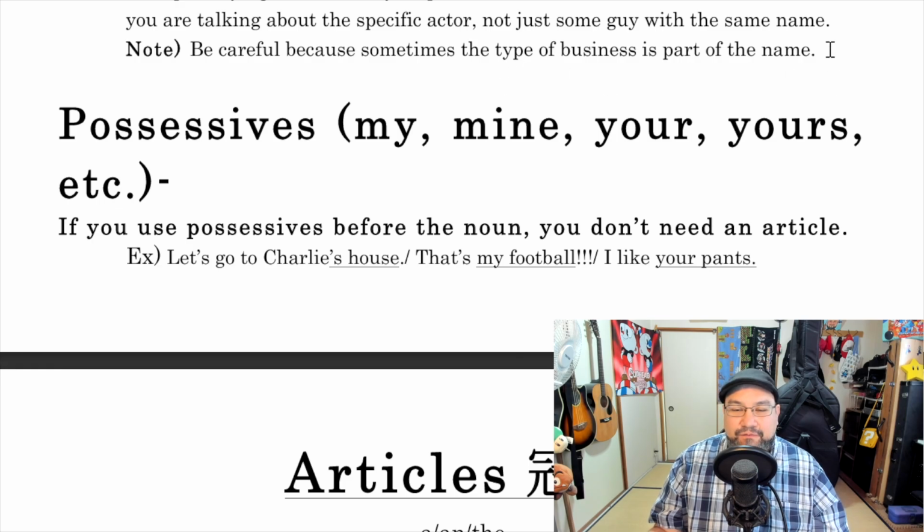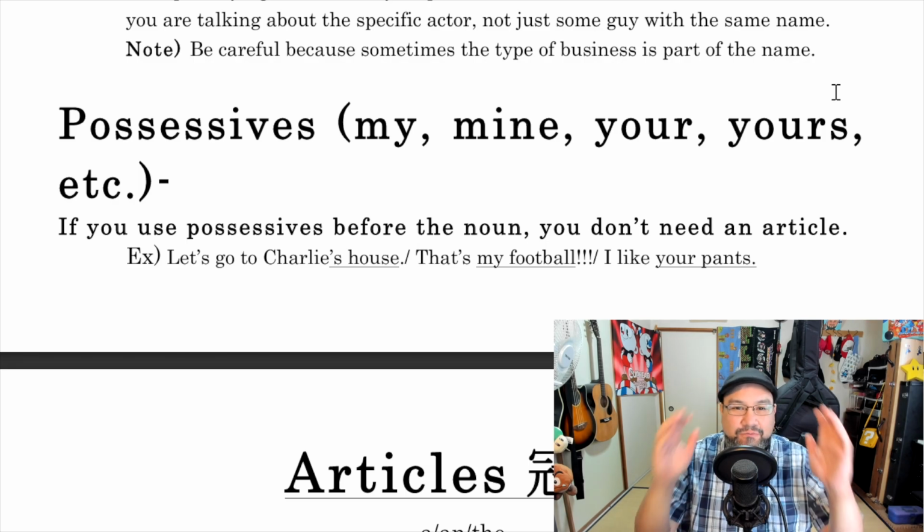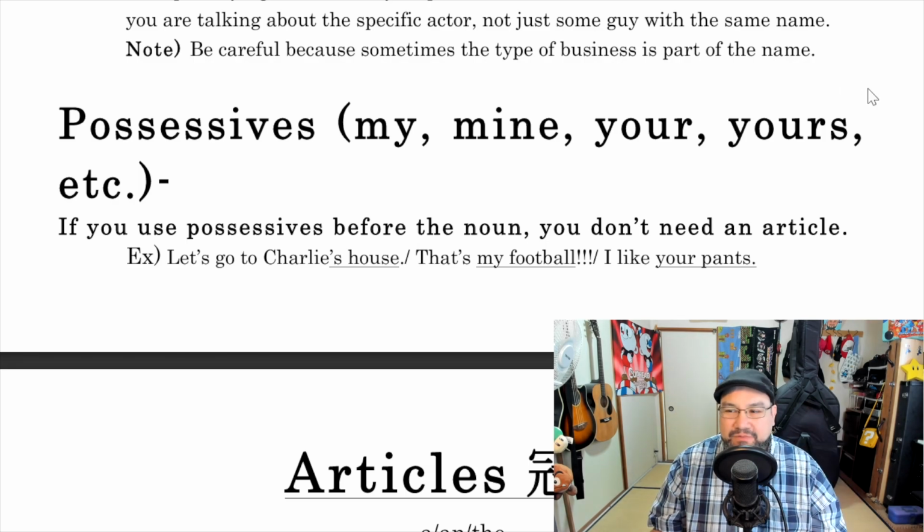Anyway, finally, it says, note, be careful because sometimes the type of business is part of the name. For example, Disneyland. Disneyland is the name. So if land was not part of the name, it would be the Disneyland. The Disneyland. But it's not. Disneyland is one name. Okay? So you don't need to say the.